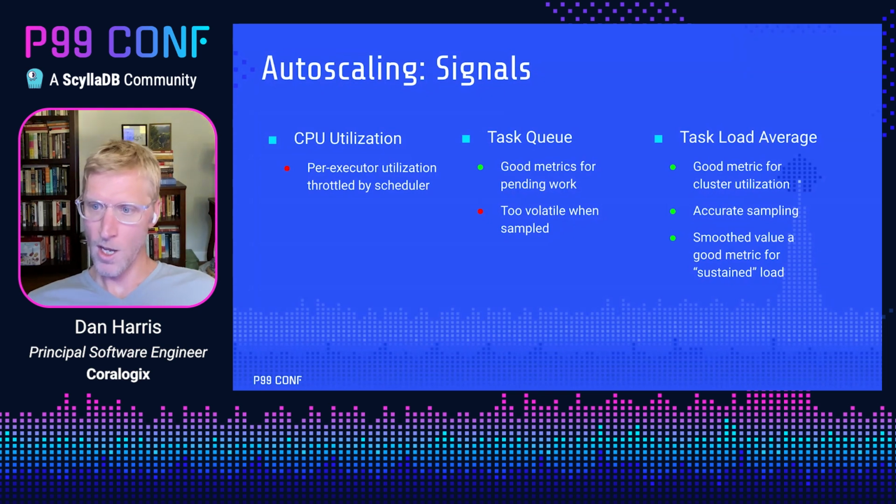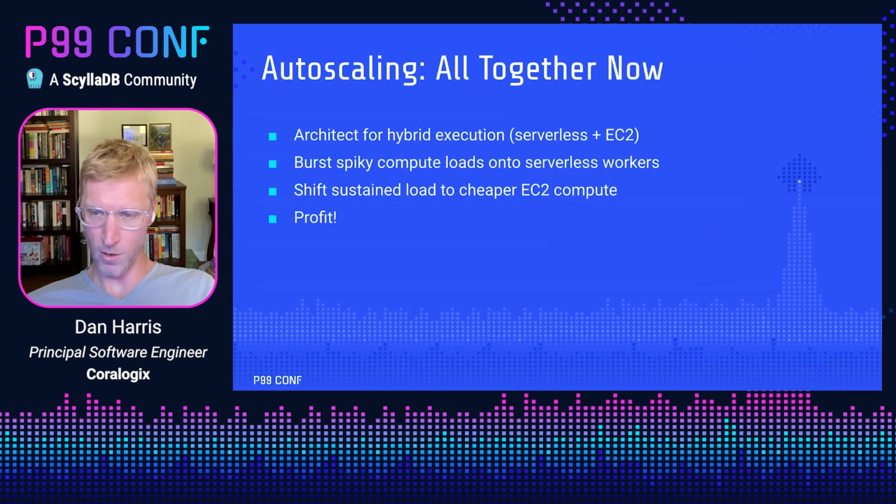Because tasks last for anywhere from 1 to 30 seconds, you get a relatively accurate value even when you sample it. And most importantly, if we take the smooth value, so like the 15-minute trailing average of the instantaneous load average, we get a really good metric for sustained load. So we're looking at the load that is sustained over a long period of time, in which case it makes sense to start shifting that load to EC2.